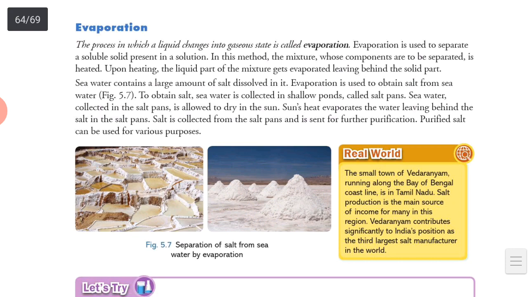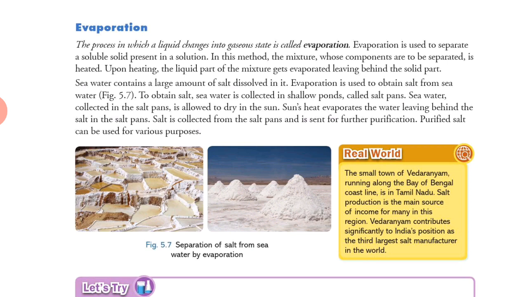Evaporation. You can see separation of salt from seawater by the process of evaporation. The process in which liquid changes into gaseous state is called evaporation. Evaporation is used to separate a soluble solid present in a solution. In this method, the mixture whose components are to be separated is heated. Upon heating, the liquid part of the mixture evaporates, leaving behind the solid part.